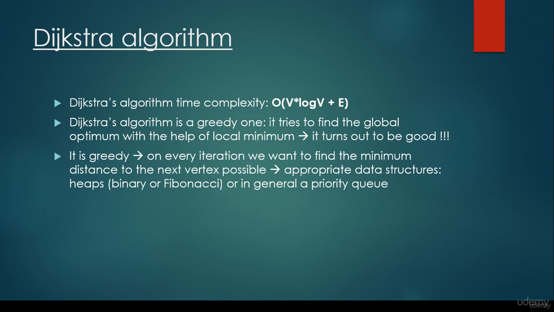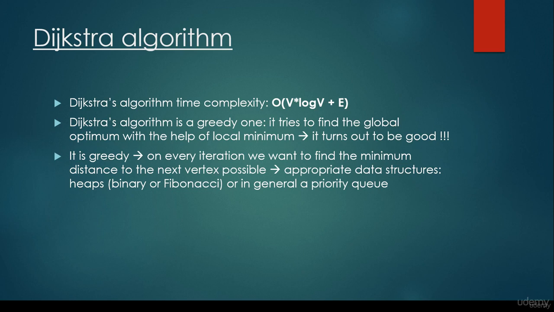Another important feature of Dijkstra's algorithm is that it is a greedy algorithm. It tries to find the global optimum with the help of local minima, and fortunately it turns out to be good. It's working fine. So it is greedy. On every iteration we want to find the minimum distance to the next vertex possible. We are going to see a concrete illustration of how Dijkstra's algorithm works. It's going to be clear. And the appropriate data structures such as the binary or Fibonacci heaps, or in general priority queues, enable us to make sure that the running time will be as good as possible.